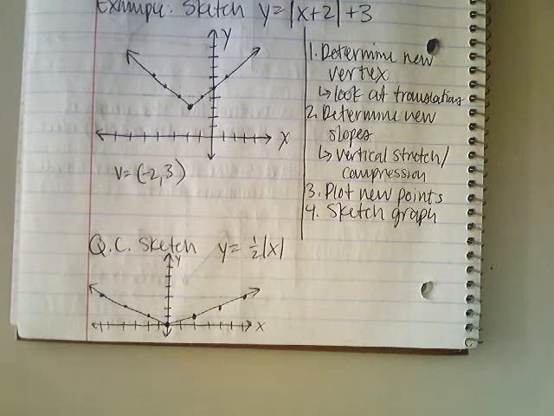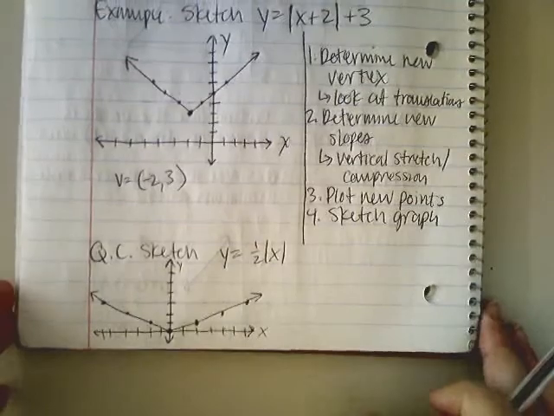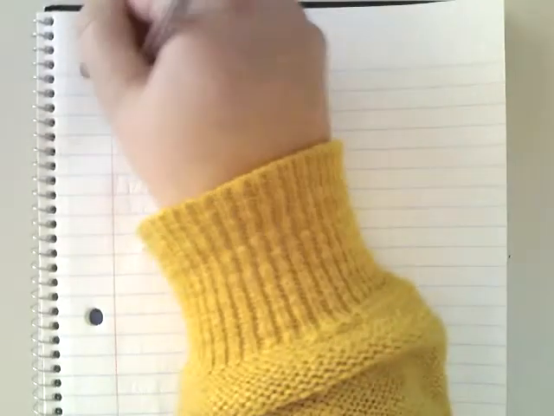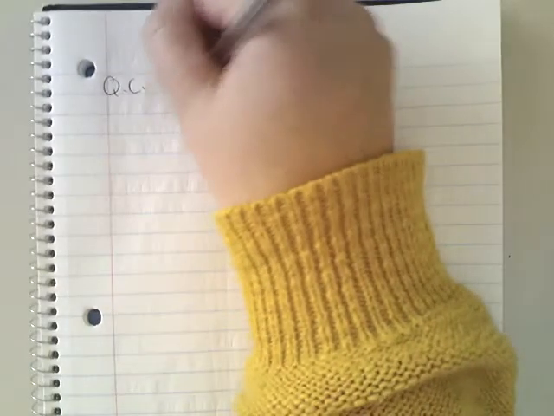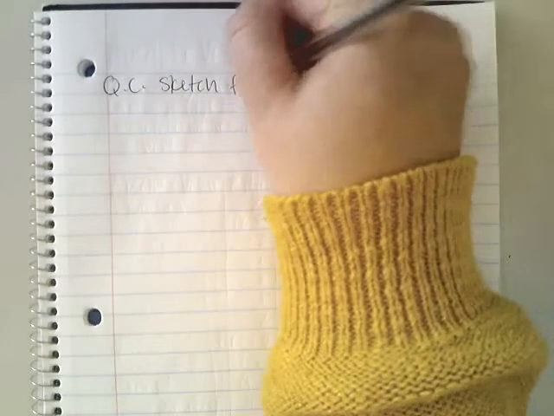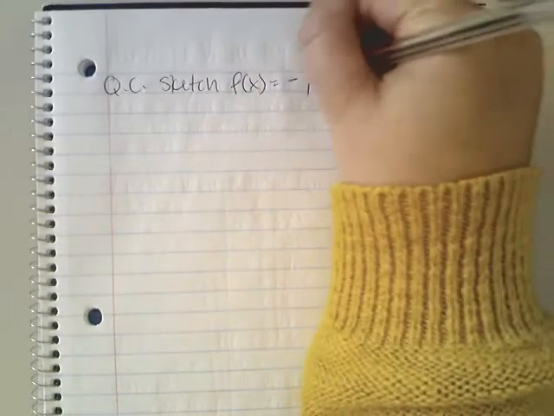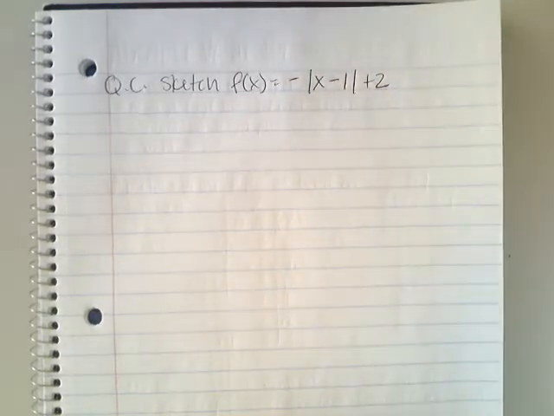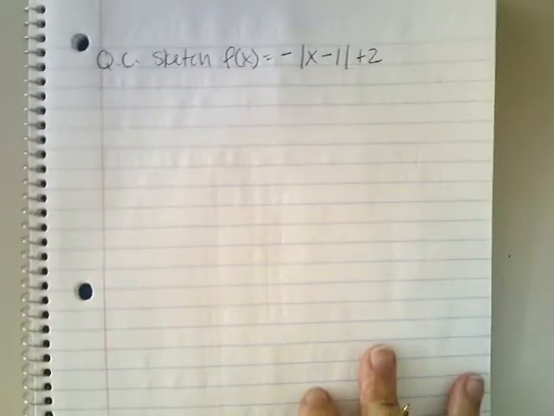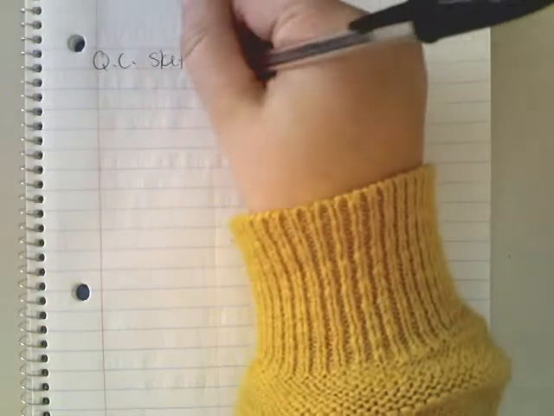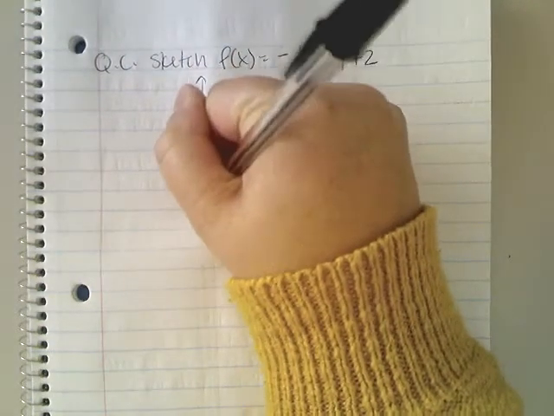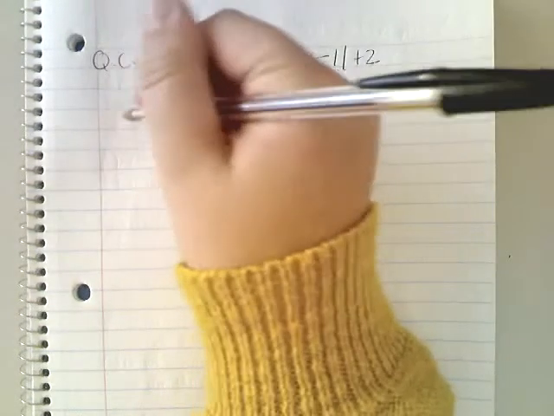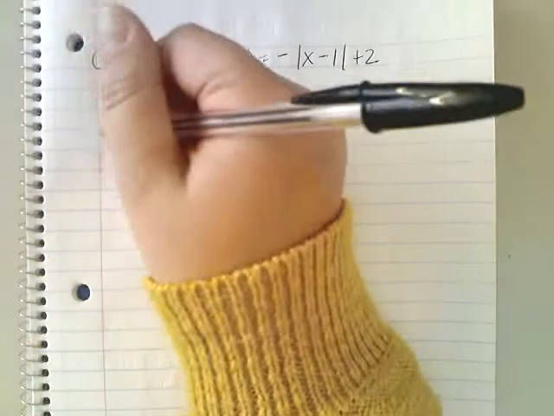We're going to try another one together. So I'm going to flip the page. We're going to do one more quick check together. I want us to sketch f of x equals negative absolute value of x minus 1 plus 2. So try that on your own, pause it, give it a try. I'm going to go over it now. If we haven't finished it, pause it. So I'm going to sketch this.